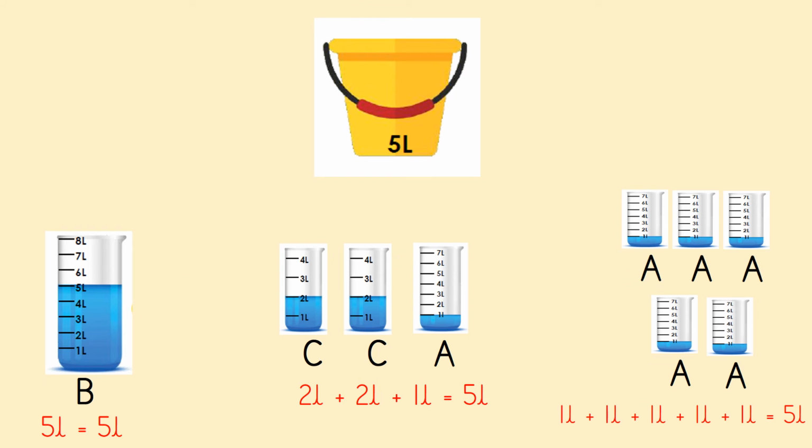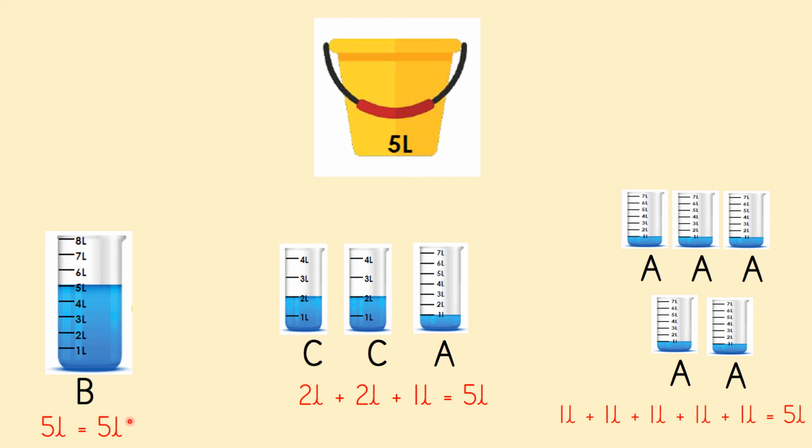There are a few options, as I said. The simplest option to fill a 5 litre bucket would be to use container B, because container B has 5 litres of water. The water line goes right up to the 5 litre line. 5 litres is equal to 5 litres.